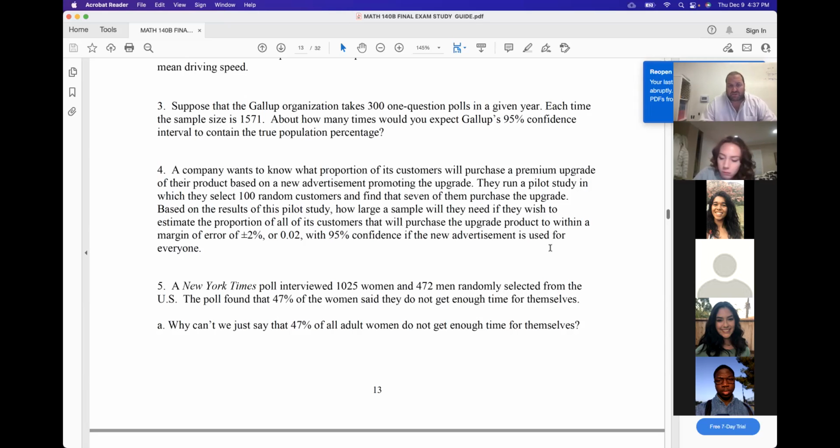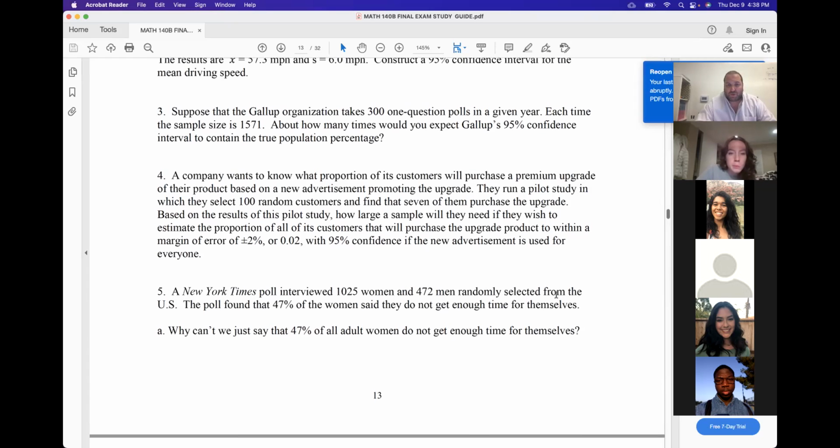Based on the results of this pilot study, how large a sample will they need if they wish to estimate the proportion of all its customers that will purchase the upgrade product to within a margin of error of plus or minus 2%. So the margin of error, ME, equals 0.02 with a confidence of 95%. So we know the margin of error is equal to Z star times the square root of P hat times 1 minus P hat over N. Correct?